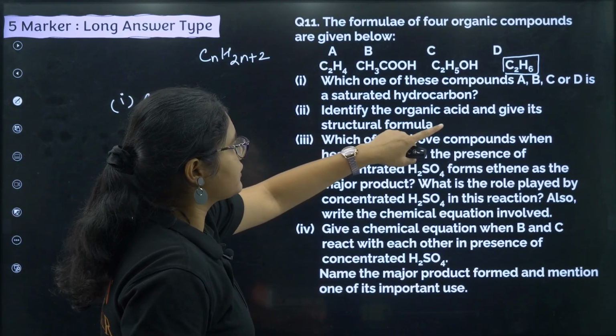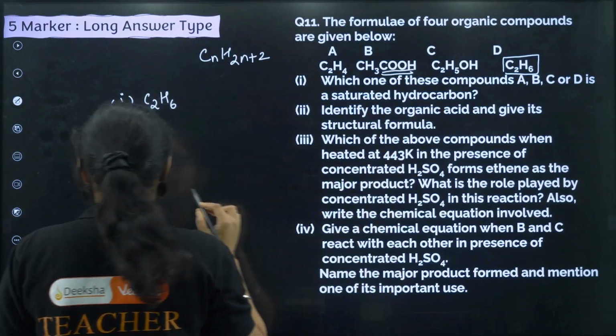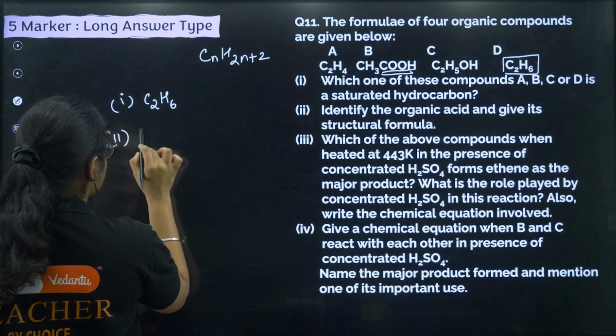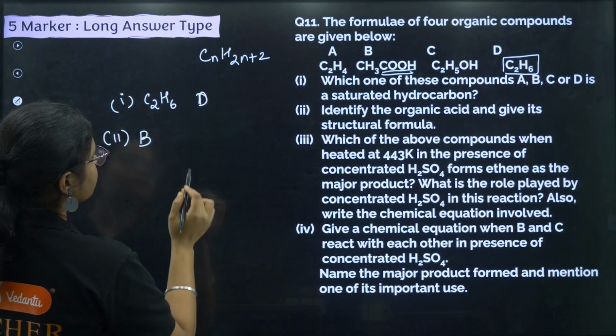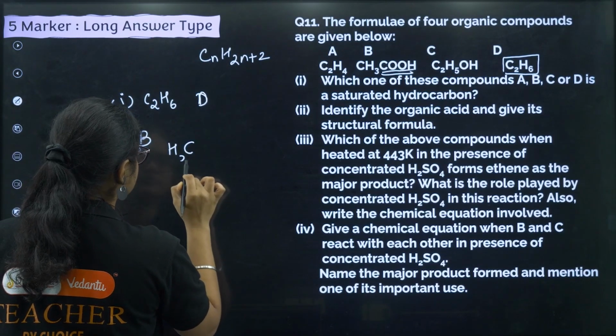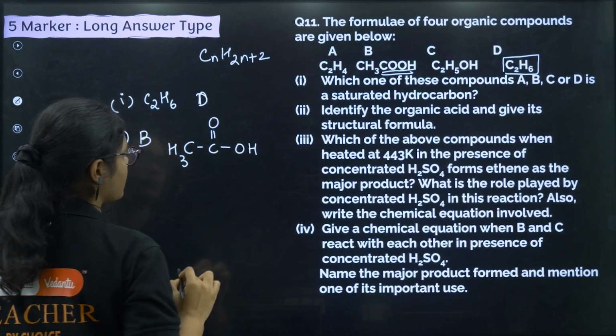Next, identify the organic acid and give its structural formula. You know the COOH group is the acid. So which is the organic acid? That is compound number B. This is compound number D. And you have to draw its structure. So it is CH3, C double bond O, OH.